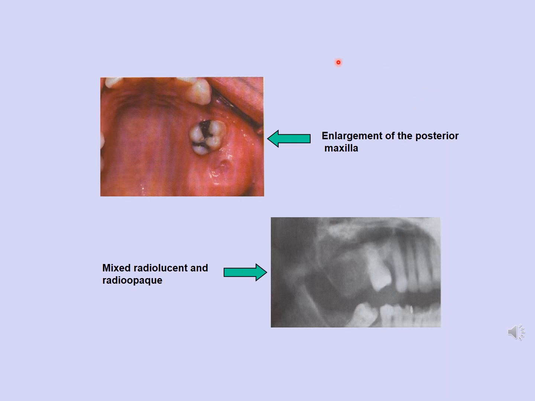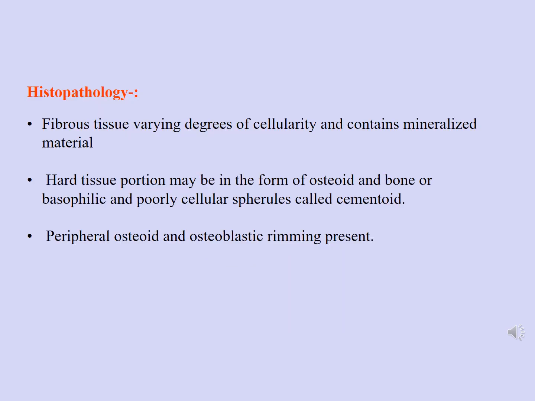So let's look at this here. There's an enlargement of the posterior maxilla, and a mixed radiopaque radiolucent lesion is seen. Okay, now this is actually a rare case. More commonly, ossifying fibromas affect the mandible.